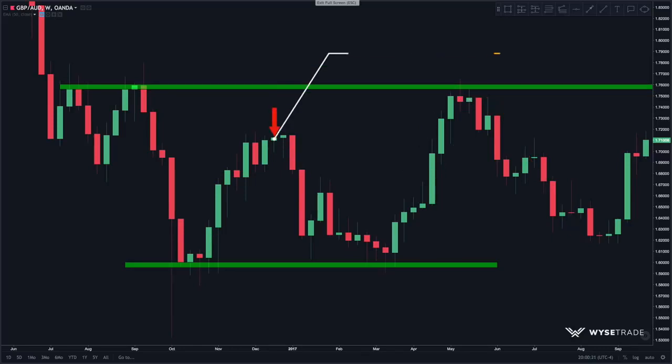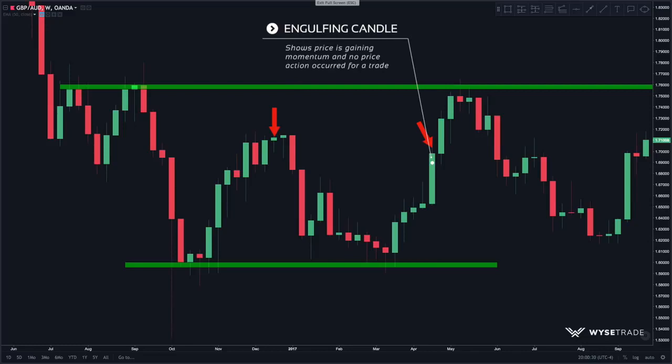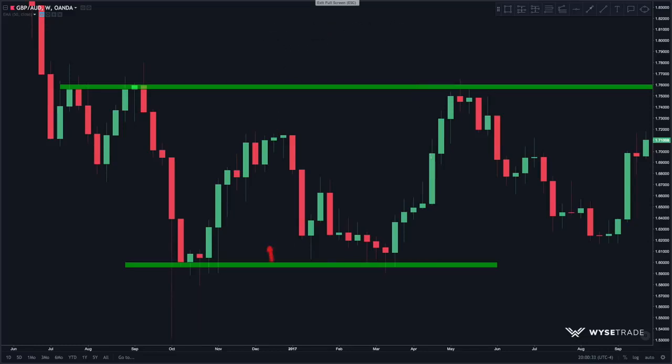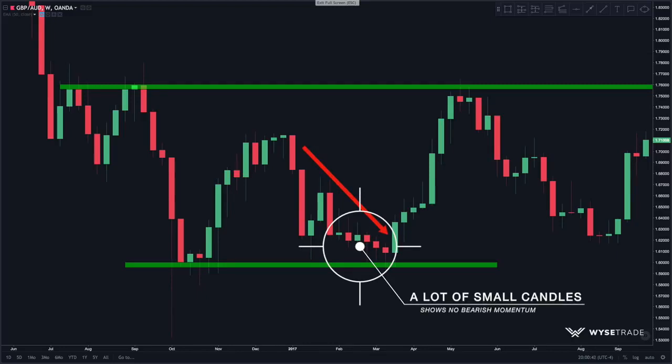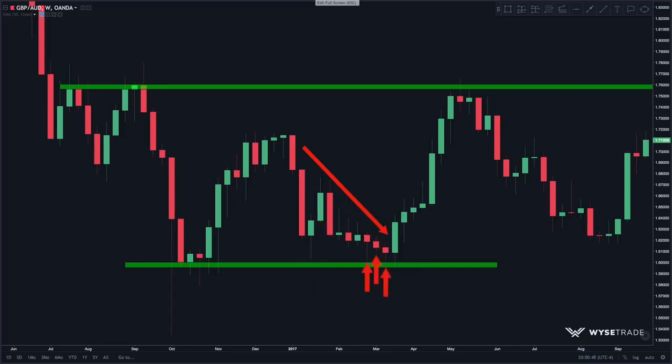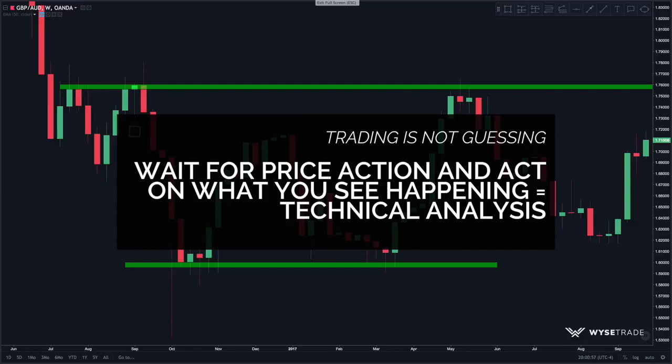So some traders might have noticed this level of resistance here, but look at what happens when price comes to this area. We have an engulfing candle and price broke right through, and there was no price action for a trade. Here along the bottom, we have a level of support here through this rejection. Now again, as price approaches this level, look at all the small candles as price approaches this level, which shows no bearish momentum. Price then finishes with 3 candles where the wicks are rejecting support, and then price took off upwards. Trading involves zero guessing. You look for price action and act on what you see happening. That is what technical analysis is in a nutshell.